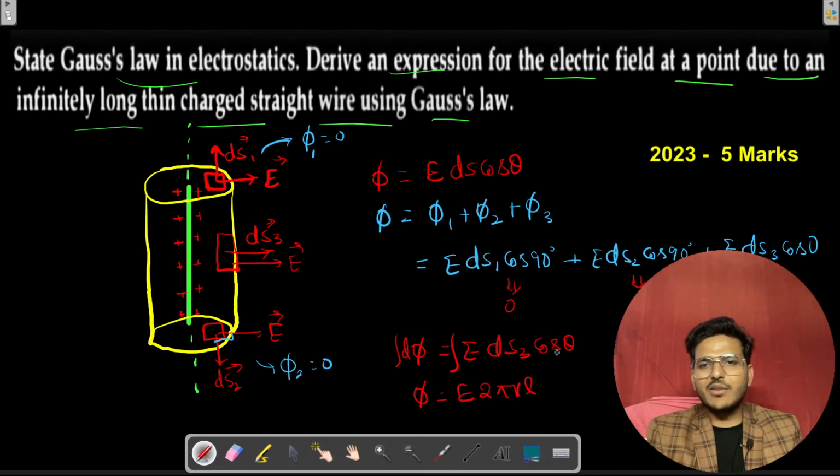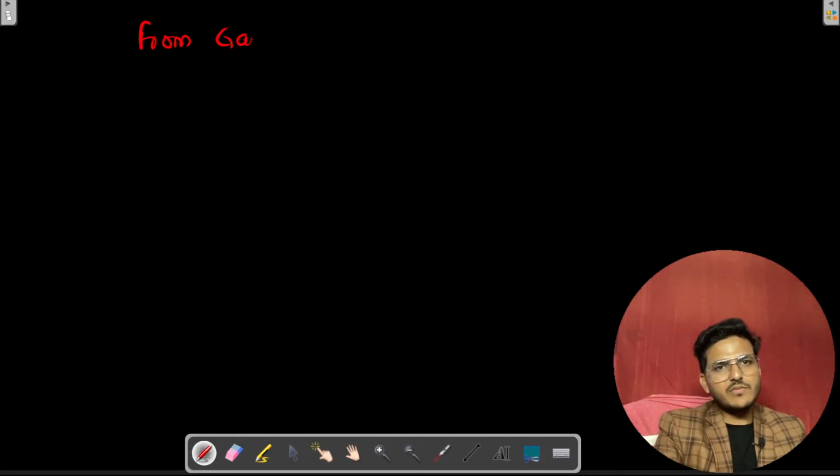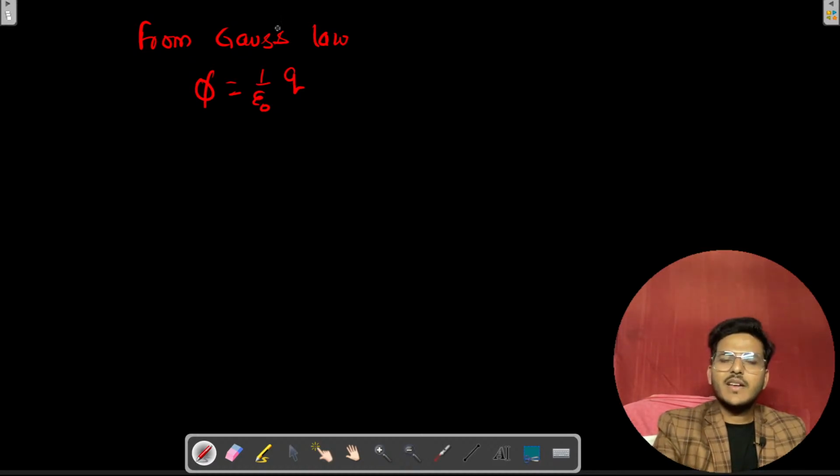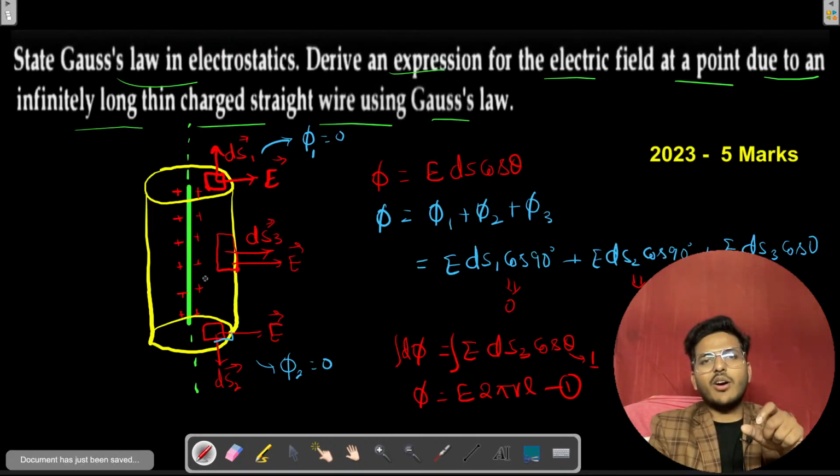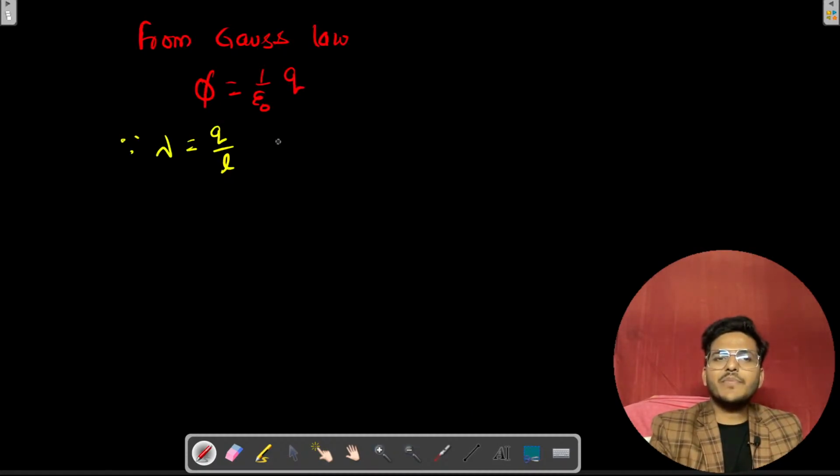And what about cos theta? Theta is 0, so its value is 1. The value of this one is 1. So phi is equal to E 2 pi rl. This is equation first. Now from Gauss law, what do you know? Phi is equal to 1 upon epsilon naught times the total charge present inside. Now here lambda equals Q upon L, just because charges are distributed on the rod, so lambda is the linear charge distribution.